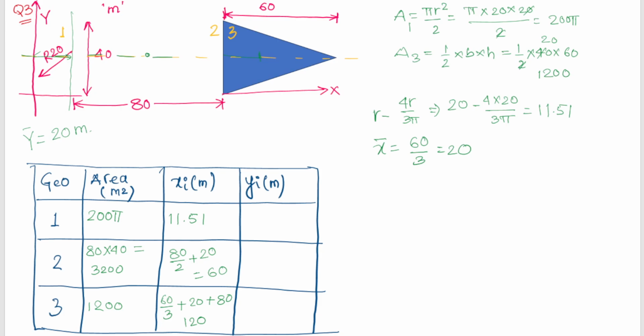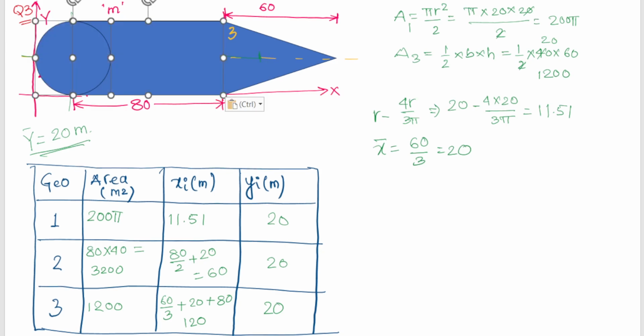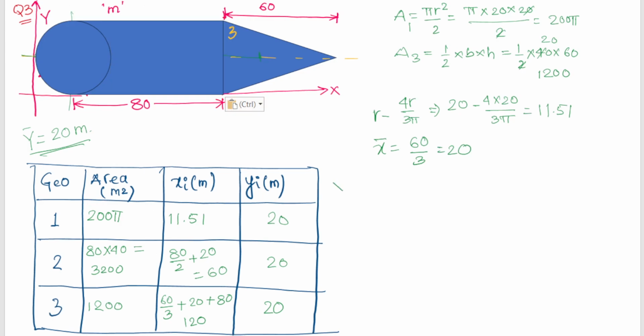Y bar for every geometry will be 20, it will be 20, and it will be 20. That's why our centroid y coordinate is coming out to be 20. So let's fill the values. We know the formula: X bar is a1 x1 plus a2 x2 plus a3 x3 divided by a1 plus a2 plus a3. And this is so because the areas are being added.